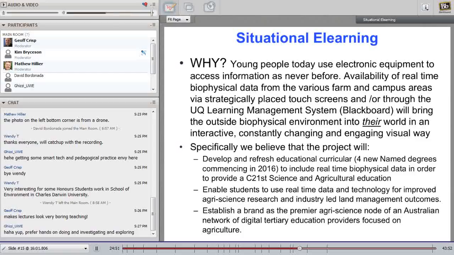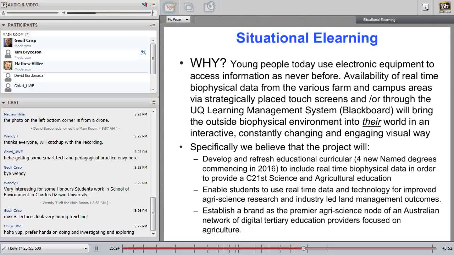But also do it in a way that they're interested in, not your usual stand and deliver, but really bringing them into that agricultural environment and using technology in a way that we haven't done before. And we believe that the project will allow us to develop a fresh educational curricula. We've got 4 new named degrees commencing in 2016, the Bachelor of Sustainable Agriculture, Bachelor of Equine Science, Bachelor of Wildlife Science, and Bachelor of Veterinary Technology. And all of those new named degrees will have some of this real-time biophysical data in them.